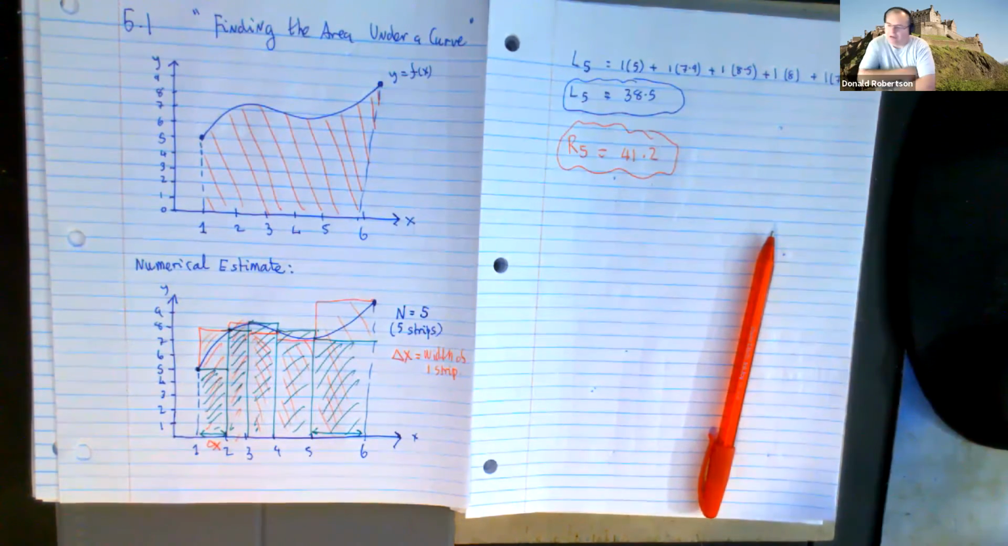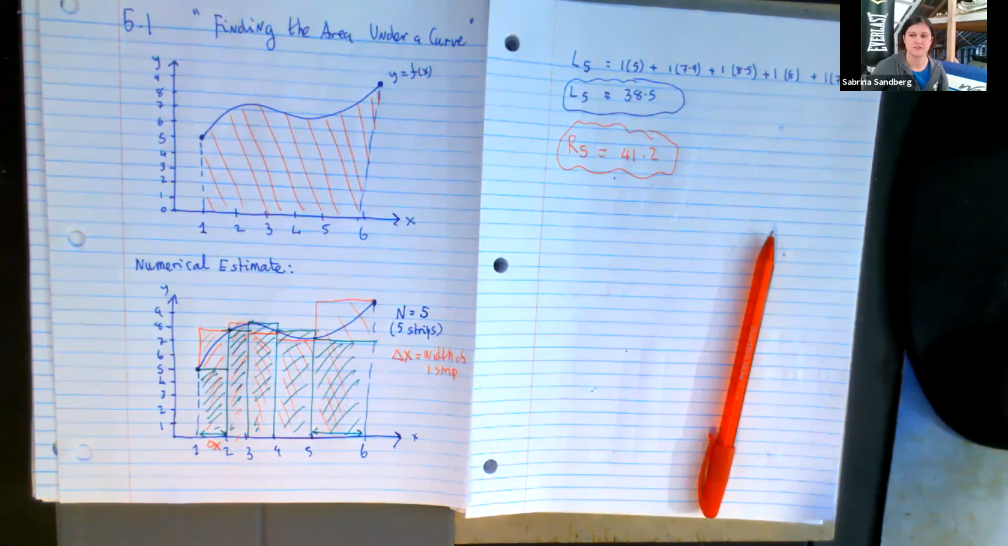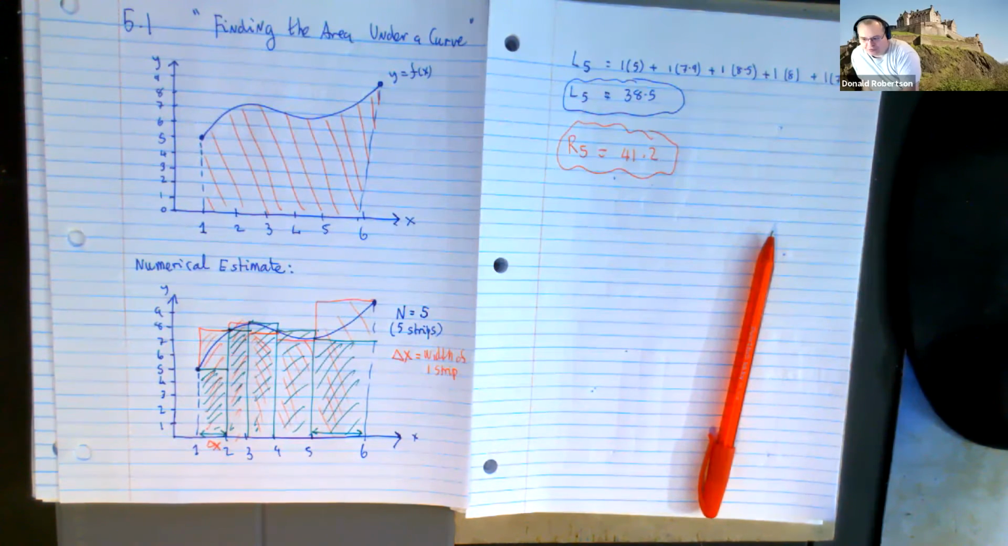I want a more accurate answer. I don't think 5 strips are good enough. I don't think 38.5, 41.2, somewhere in that ballpark number is the right answer. I mean, it's too big, it's too vague. What could I do to improve the accuracy? More strips. Doesn't more strips mean more boring? Doesn't more strips mean give me a computer program, please?